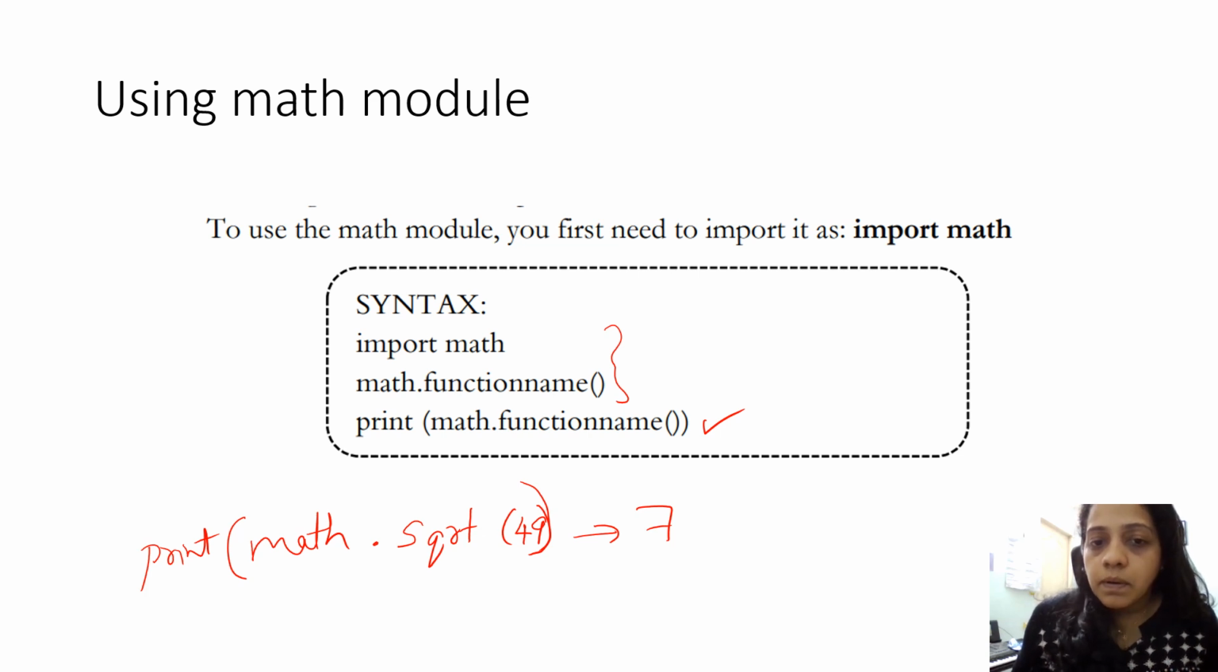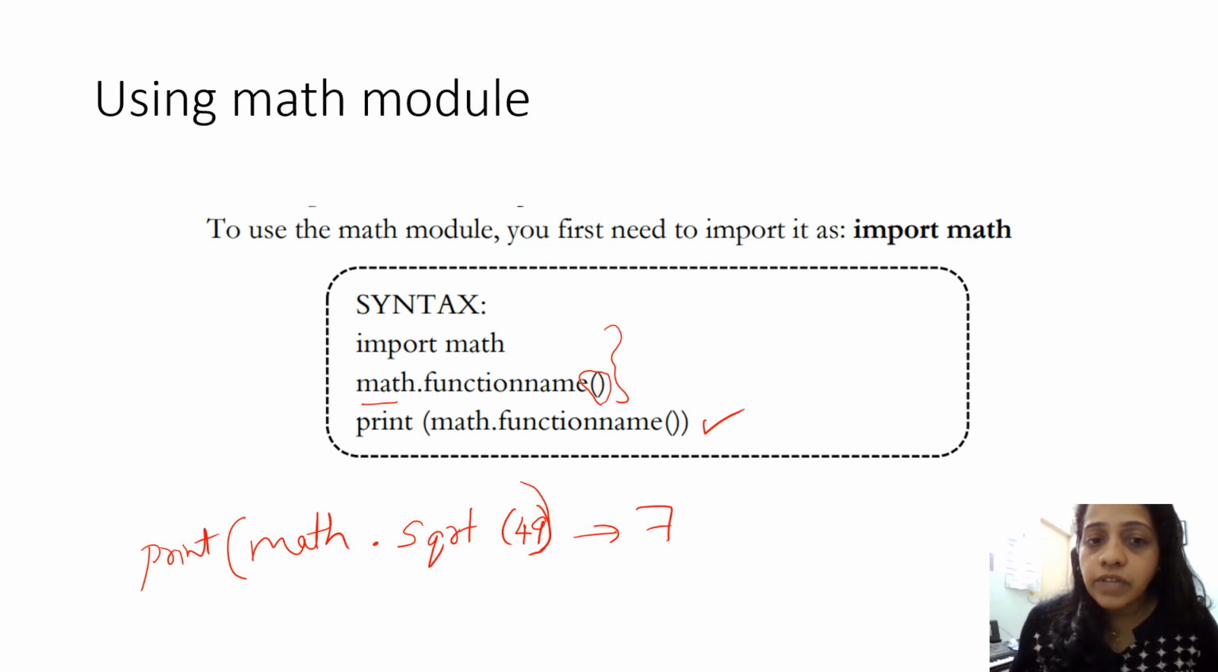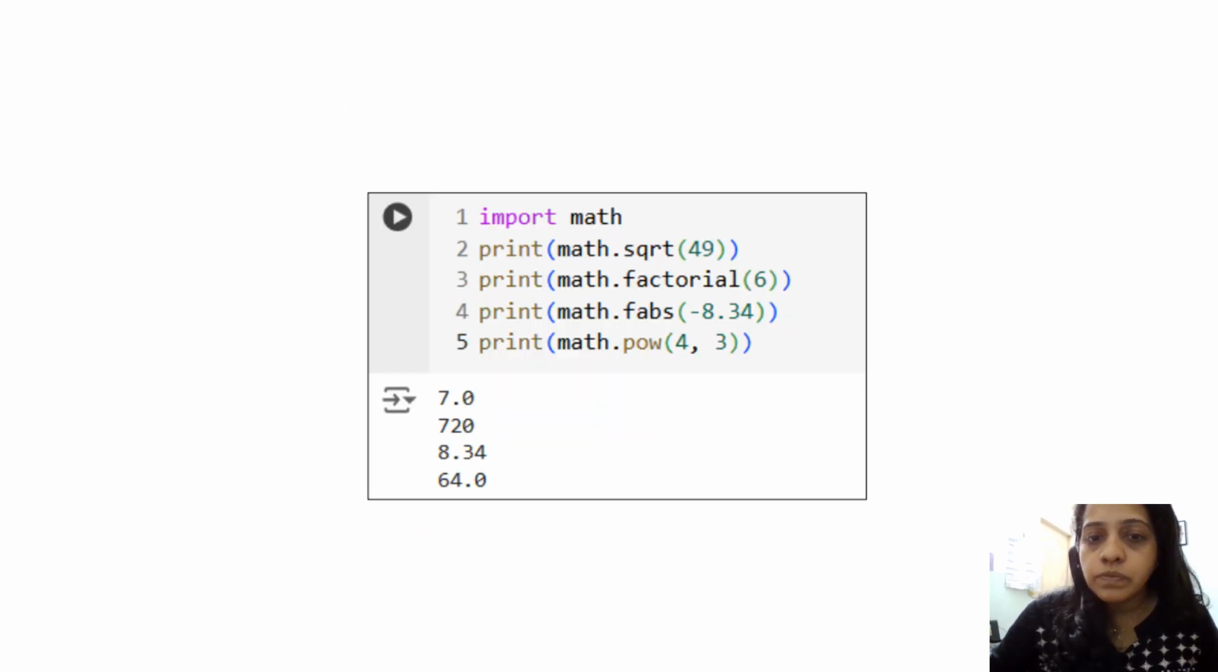So this is the function. For a function call we use these parentheses. This is how we generally call a function, and this is math, the name of the module. So this is the simple syntax for using a function defined in the math module. Now we can check the different functions which are included in the math module. All these are very simple one line codes.